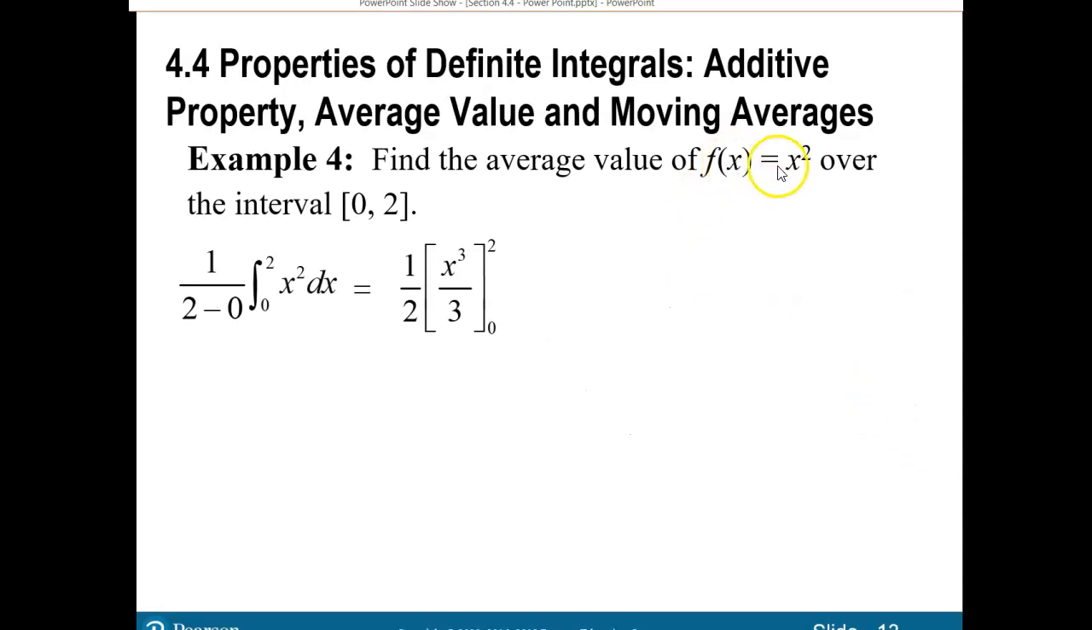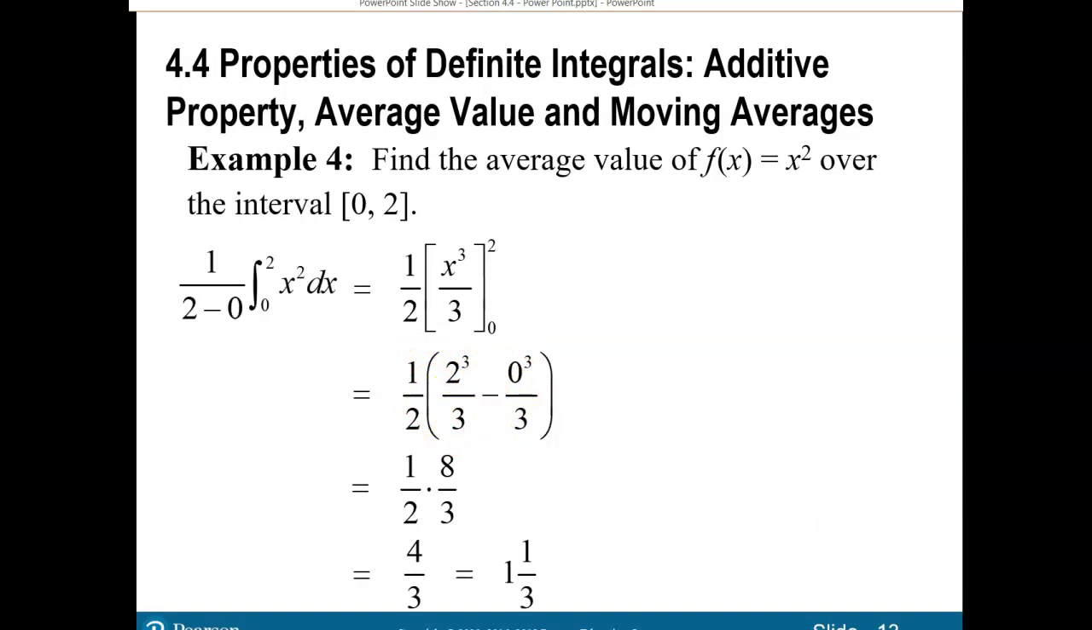All right, find the average value of f of x equals x squared over the interval from 0 to 2. All right, so 1 over b minus a, 2 minus 0, times the definite integral from a to b of the function. So 1 over 2 in the front, this is the 1/2. Antiderivative here is x cubed over 3 from 0 to 2. So plug in 2, plug in 0, subtract. So this is 0, this is 8/3, so 1/2 times the 8/3, 4/3, or 1 1/3.